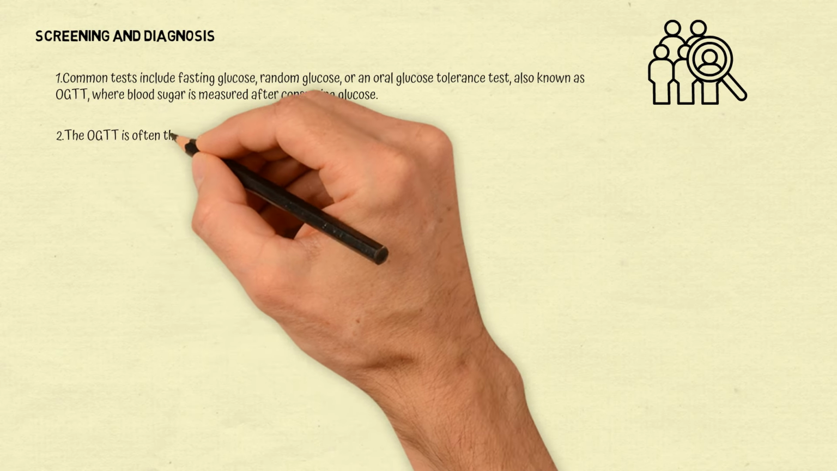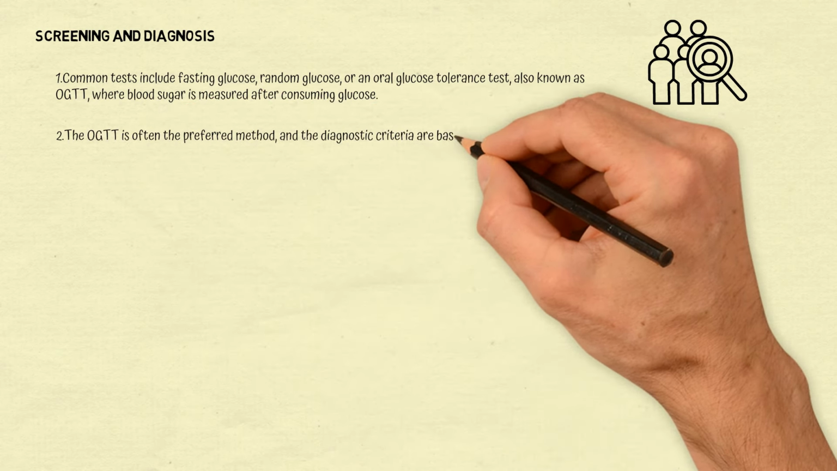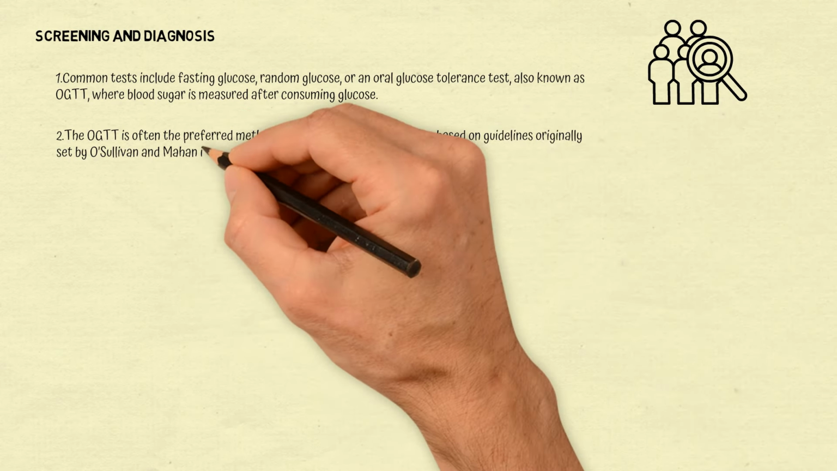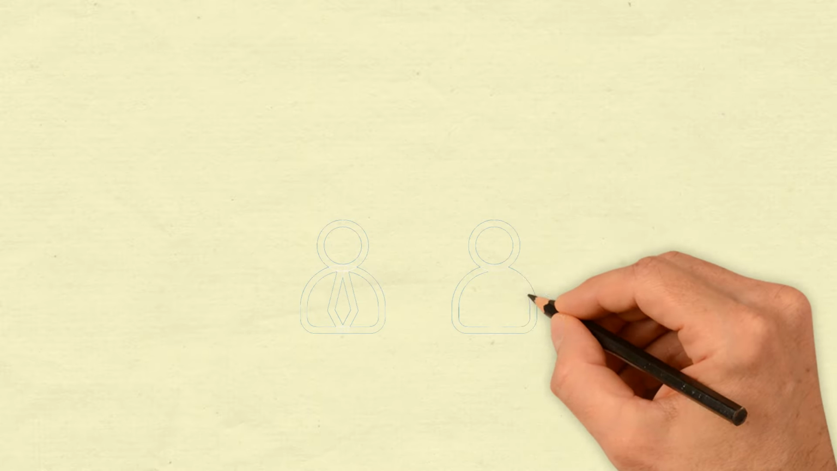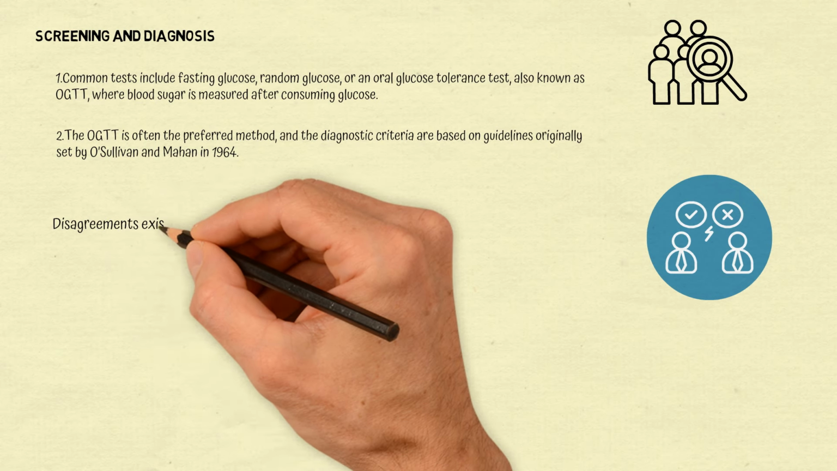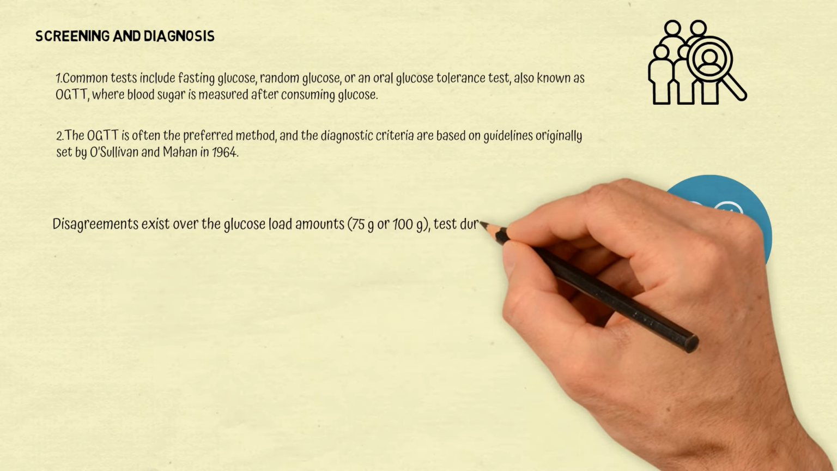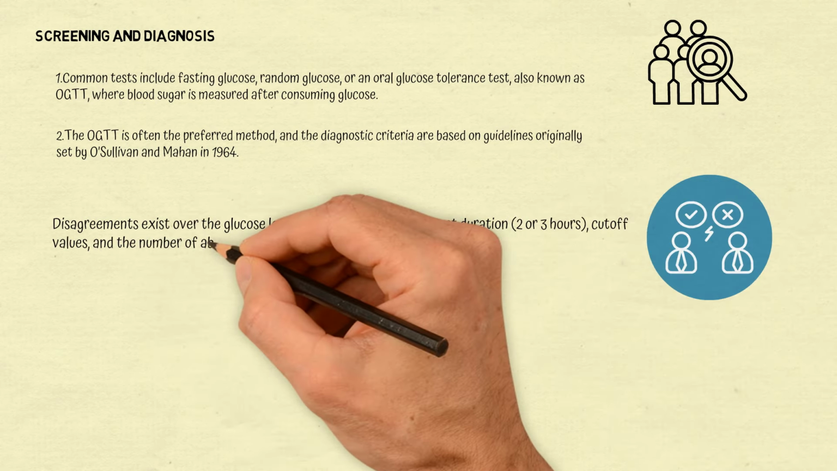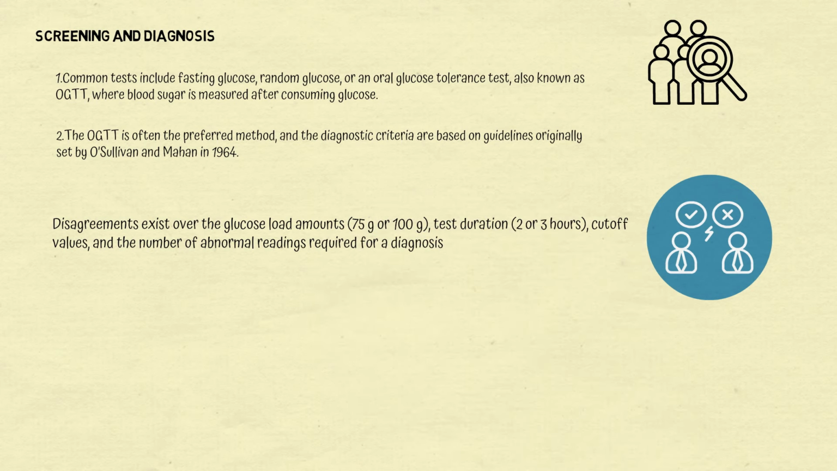2. The OGTT is often the preferred method, and the diagnostic criteria are based on guidelines originally set by O'Sullivan and Mahan in 1964. There's been a lot of debate around the specifics of diagnosing GDM. Disagreements exist over the glucose load amounts, 75 grams or 100 grams, test duration, 2 or 3 hours, cutoff values, and the number of abnormal readings required for a diagnosis.